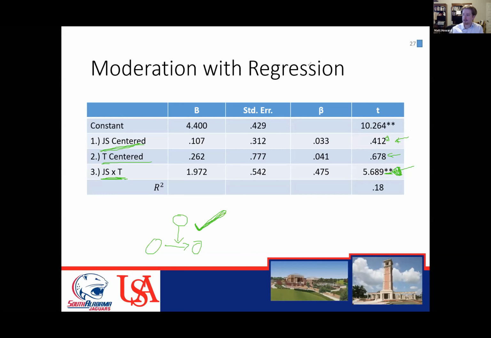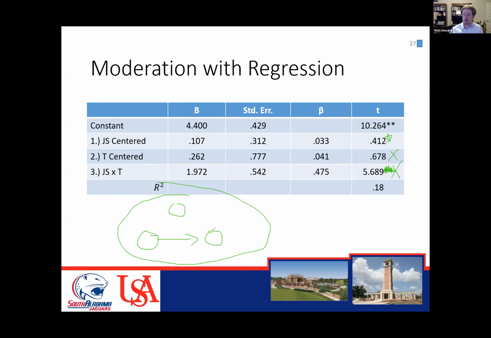On the other hand, if our interaction term was not significant, but let's say job satisfaction was, we then would interpret that, because our moderating effect was not significant. If we cover up those asterisks, we would just say that job satisfaction had a significant effect on our outcome, and there was no significant moderating effect and no significant direct effect of tenure. So our supported model would be this one down here, with just our predictor predicting our outcome, and our moderator doing nothing, because its direct effect and the interaction term were not significant.